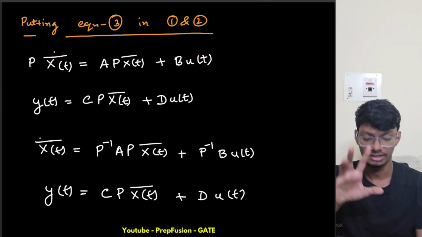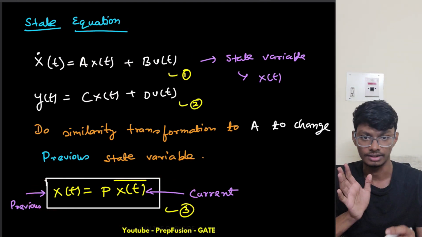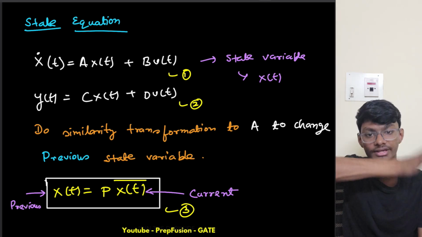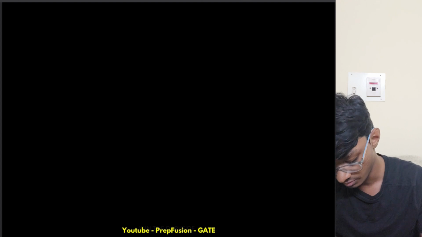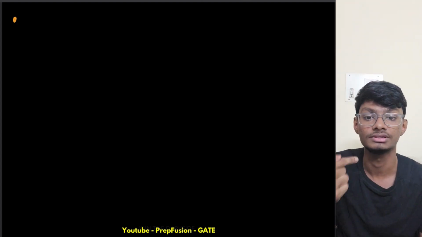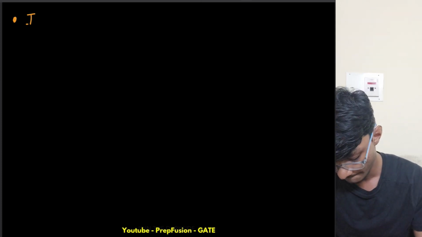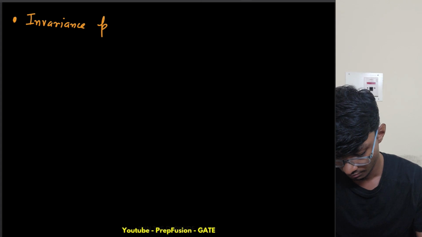Now let's understand, if I do a transformation like this one, changing the state variable to P x bar, what things will remain the same and what things won't. So what we will study now is the invariance property of similarity transformation: what things will not vary.